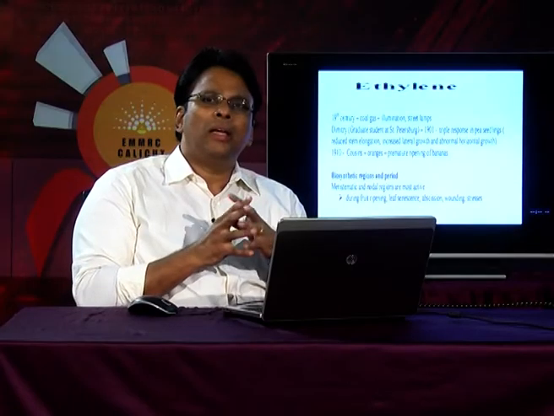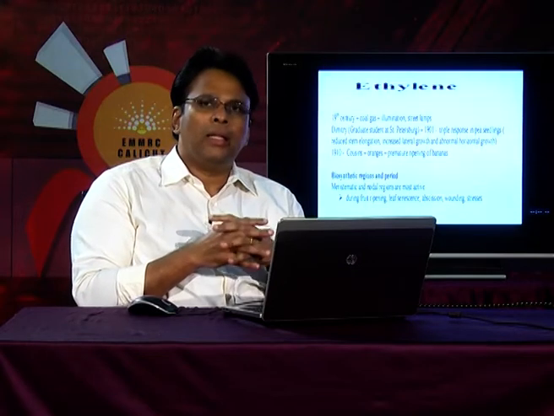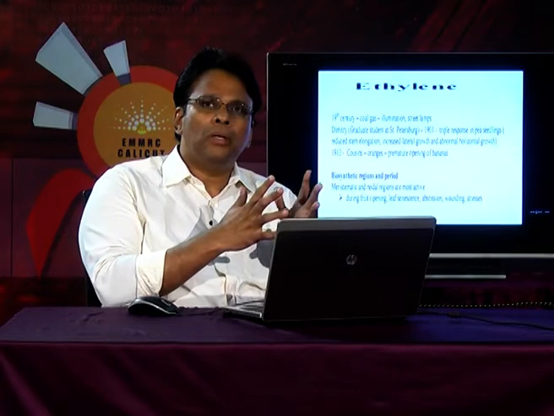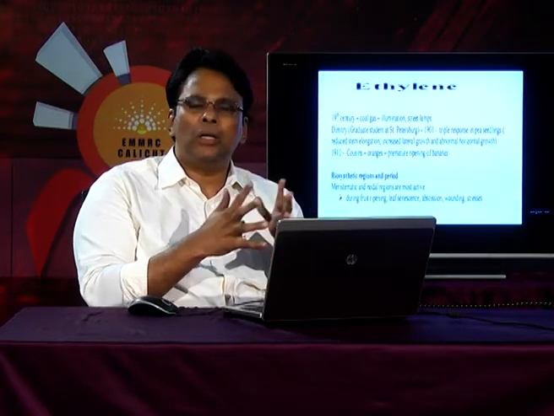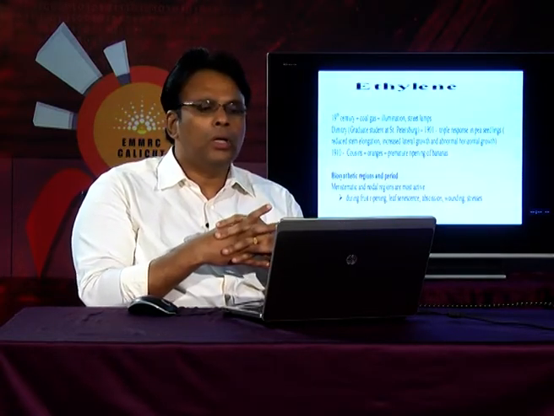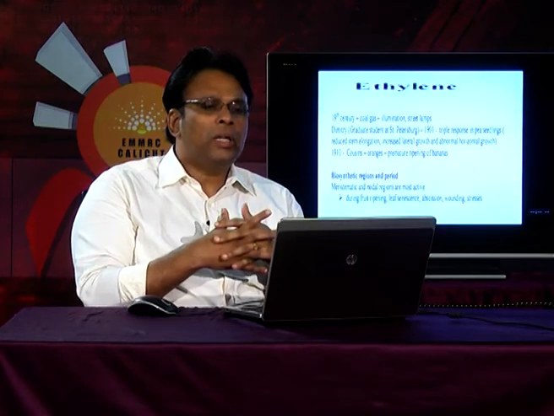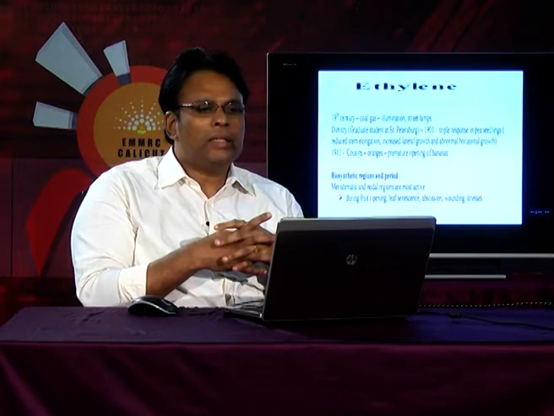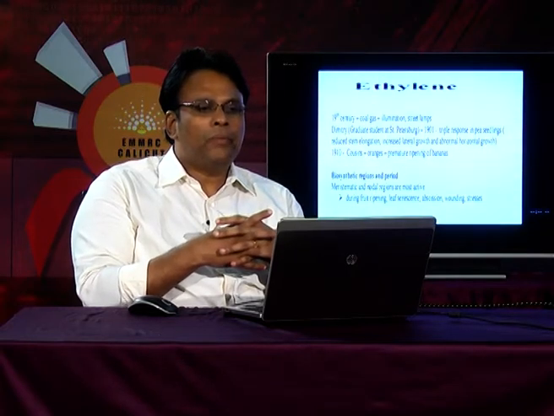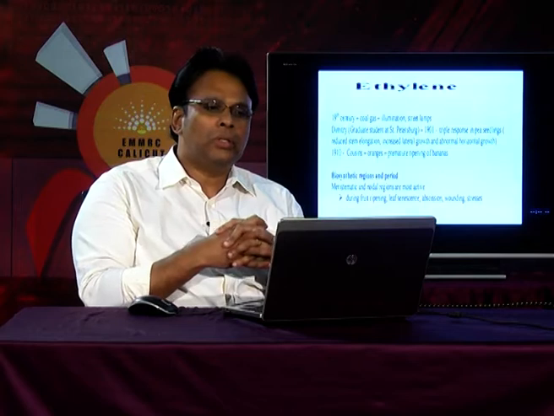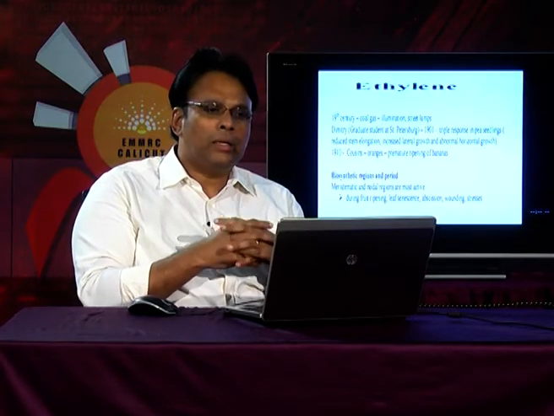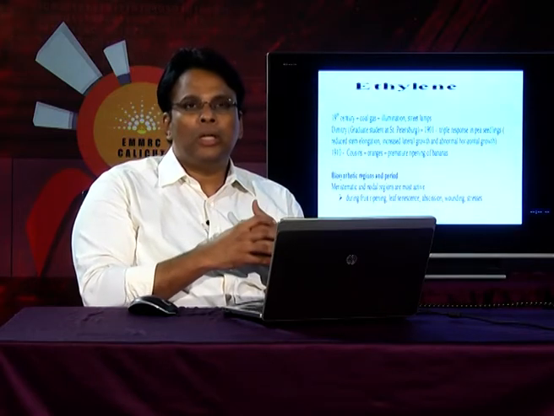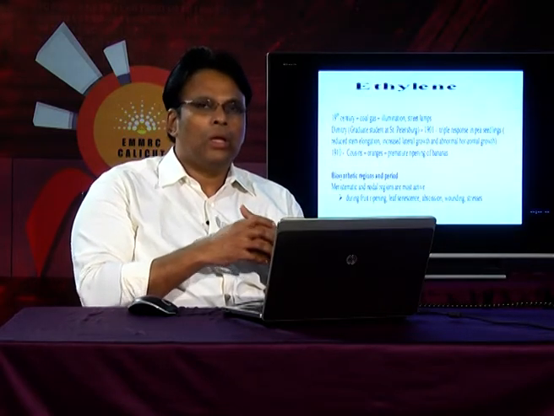Now we are looking at ethylene, an important plant growth hormone, and some of the historical aspects regarding the discovery of this hormone. It was discovered in the 19th century, when coal gas was burnt, generally used for the illumination of street lamps.